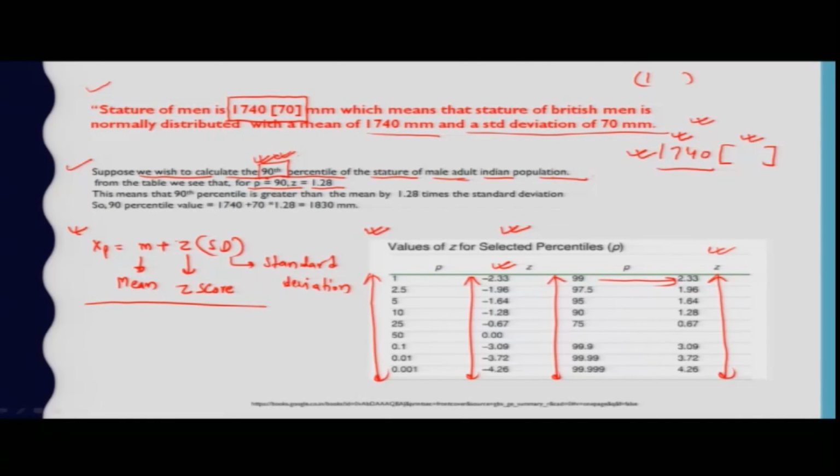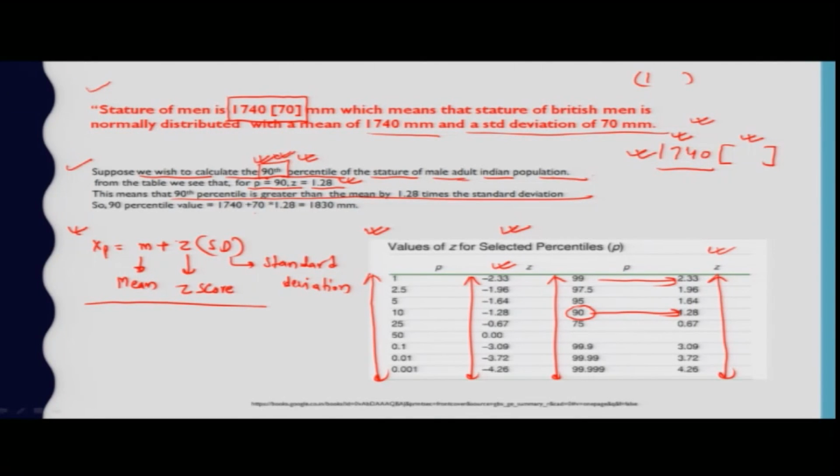So, we require the 90th percentile value. Here we have to find out the 90th percentile. Corresponding to the 90th percentile, the value of z score is 1.28. So, now we will take this value. From the table we can see that p equals 90, z equals 1.28. This means that the 90th percentile is greater than the mean by 1.28 times the standard deviation.